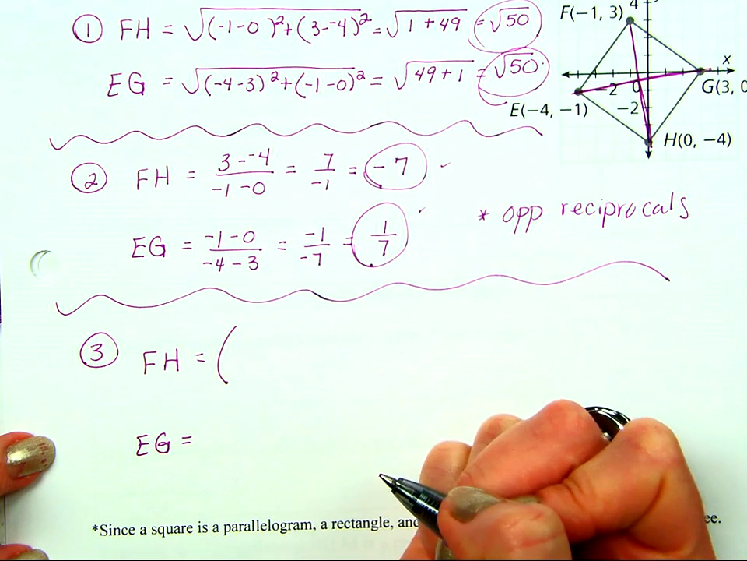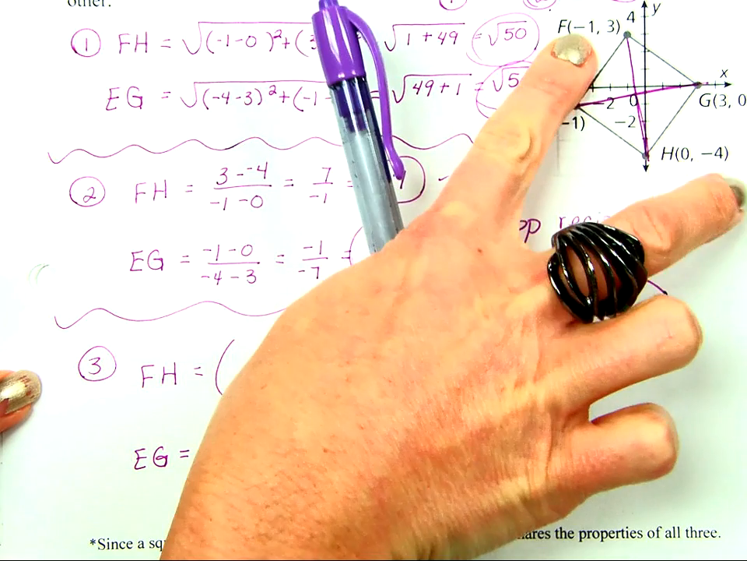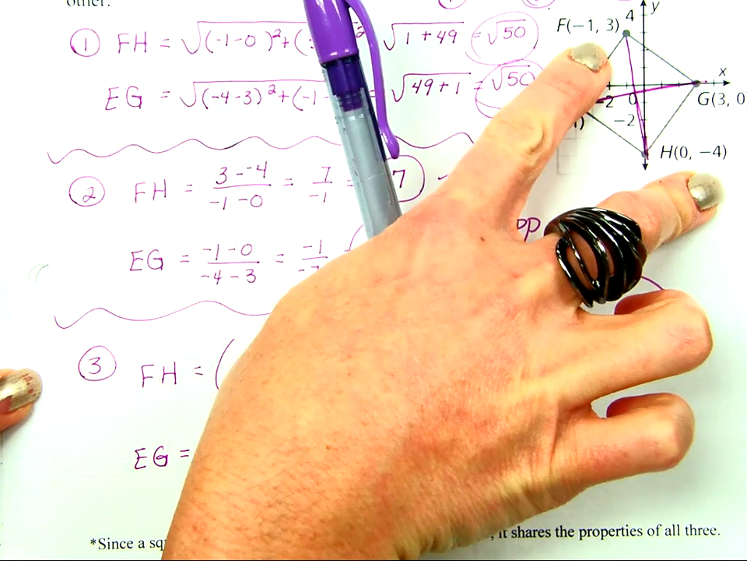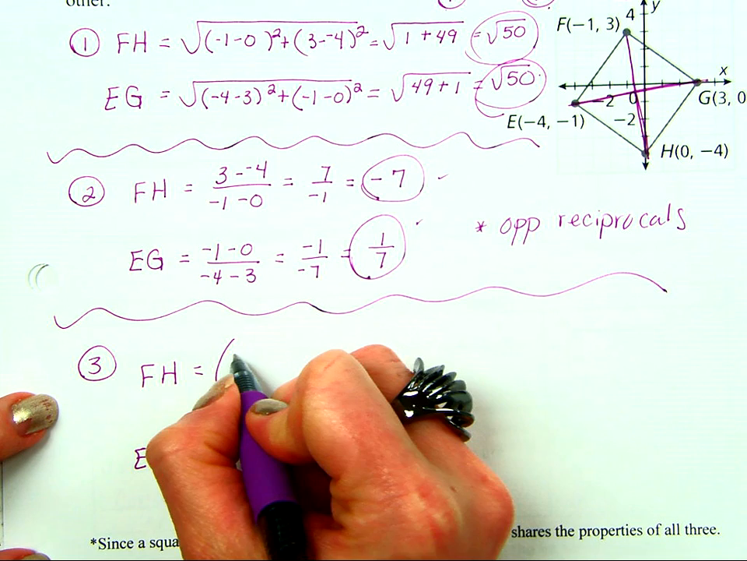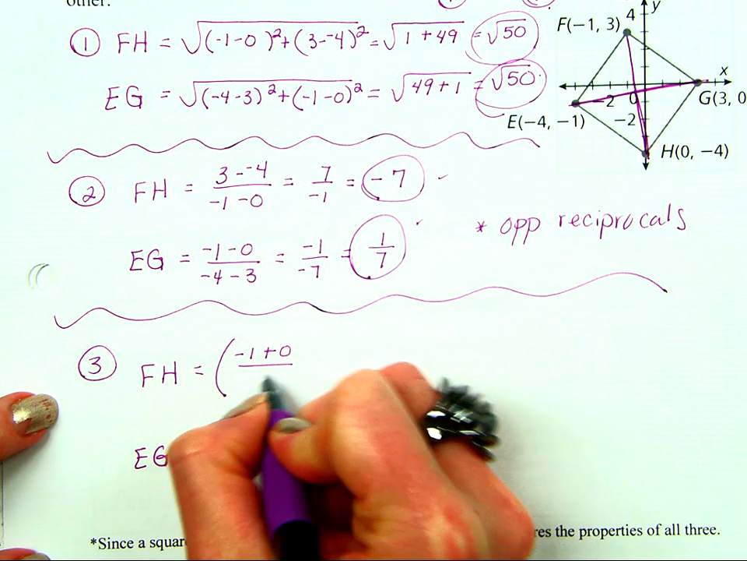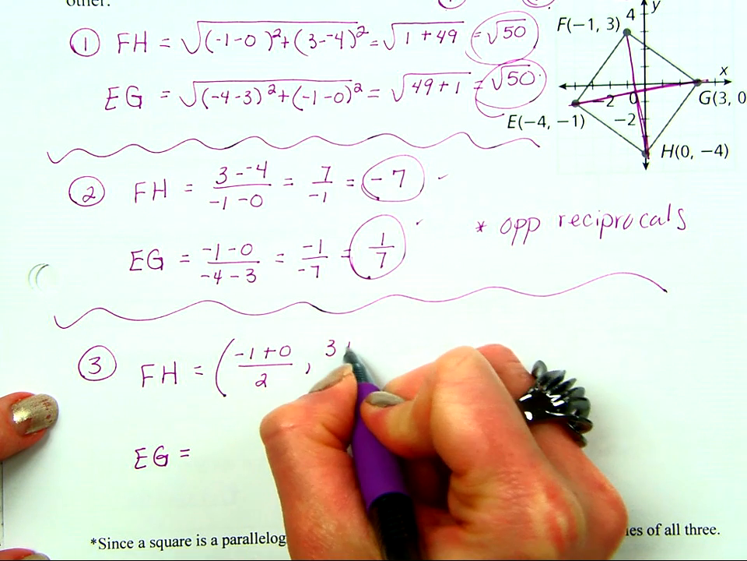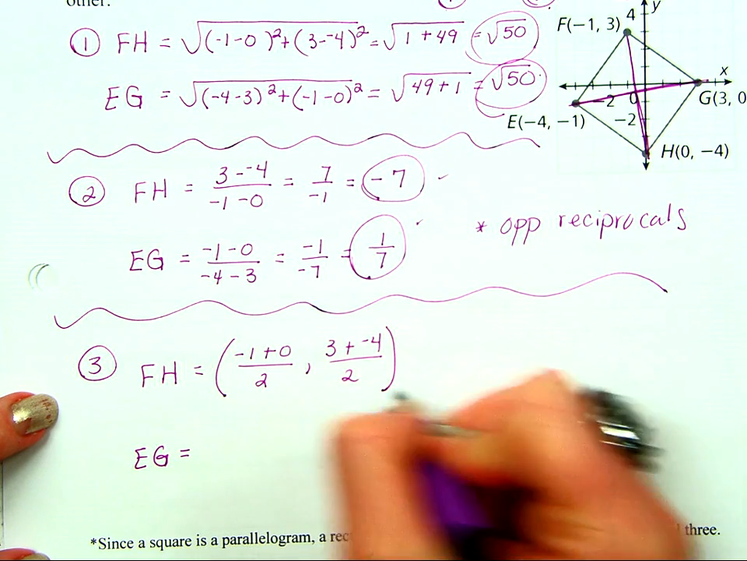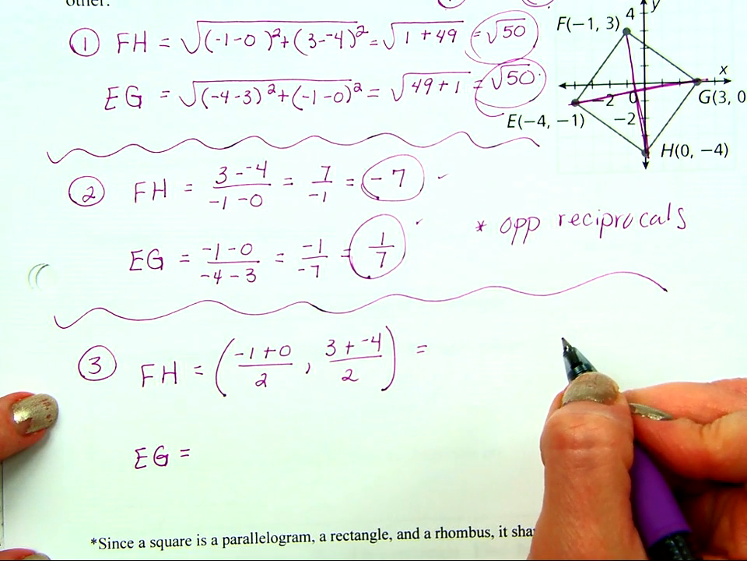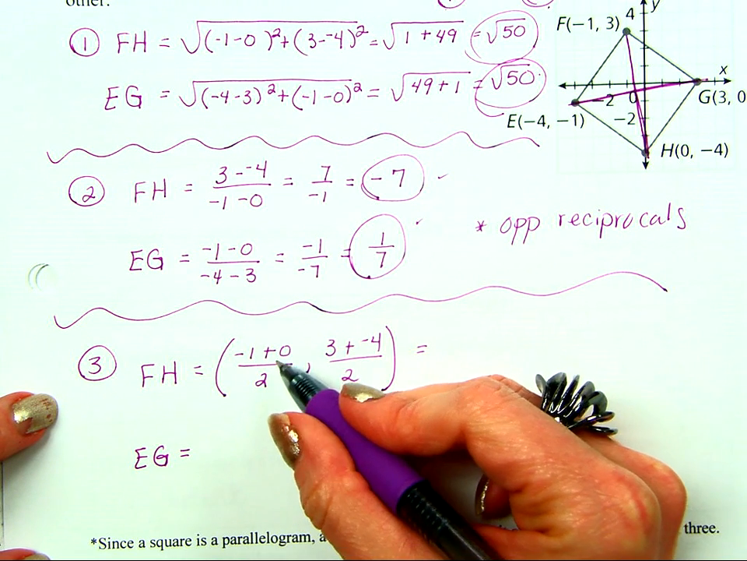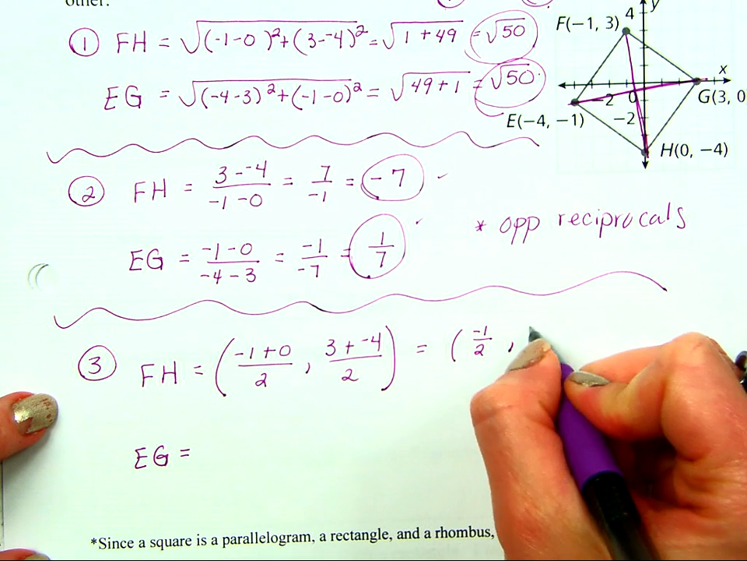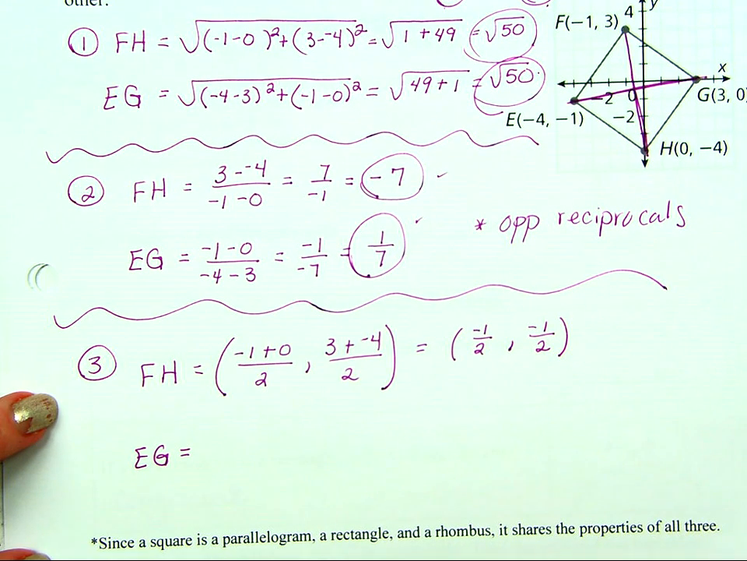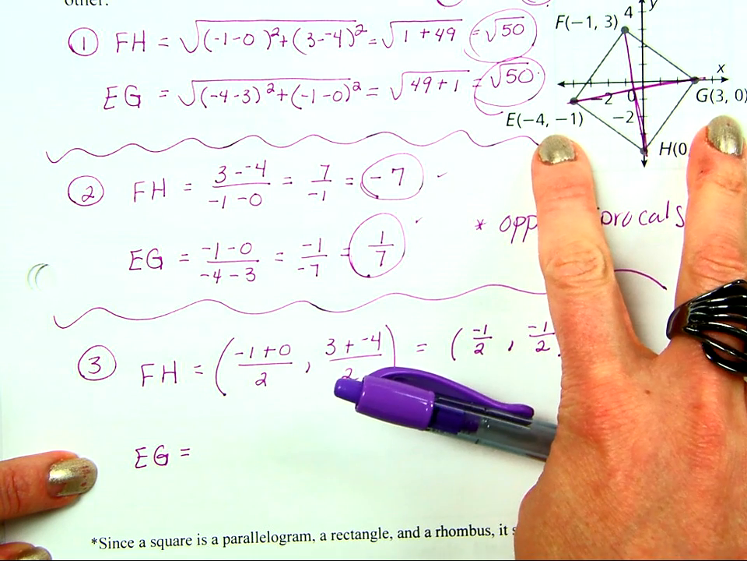Now my midpoint is my middle, so when I take a look at F and H, I'm going to think about averaging my x's and averaging my y's. So for midpoint, I'm going to take -1 plus 0 divided by 2, and 3 plus -4 divided by 2. Now this is a coordinate point, so I should come up with an x coordinate and a y coordinate. I'm going to simplify a little bit. So I come up with FH as having a midpoint of -half, and now I'm going to check EG.